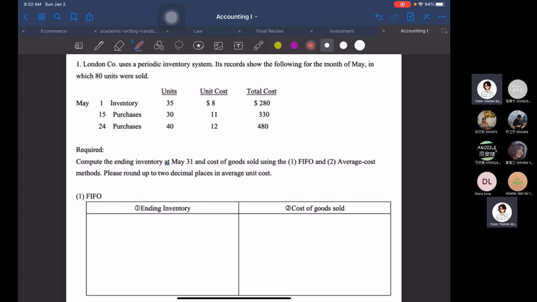Yes, the first thing I usually do is highlight the main points. So for the month of May, periodic, 80 were sold. So right now we already know which method of the inventory system and how many units were sold.